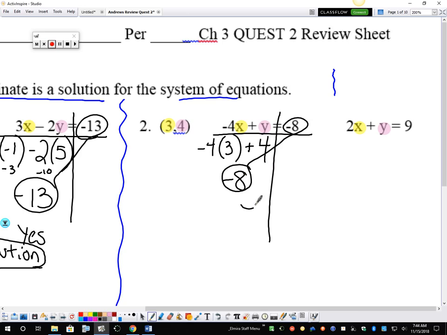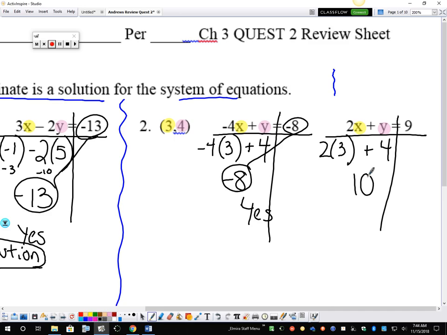So I've got 1 yes. I'll continue on to the next equation. 2 times 3 plus 4. 2 times 3 is 6, and 6 plus 4 is 10. Well, that does not equal. So that's a no.